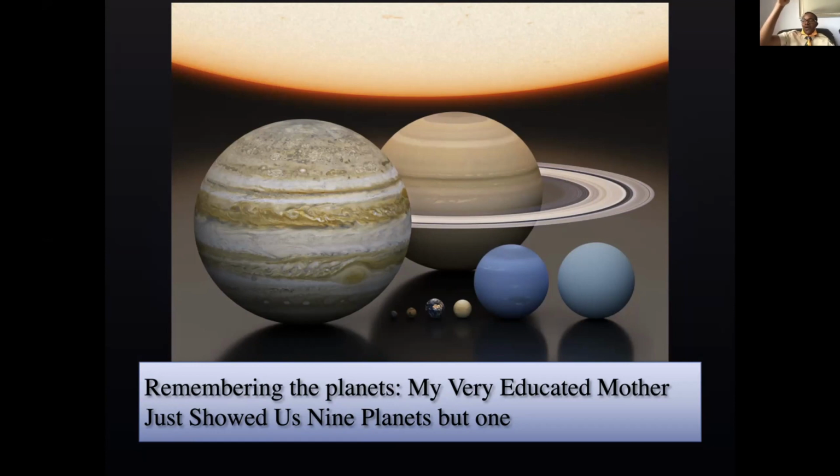M stands for Mercury. V, Venus. E, Earth. M, Mars. Then J, Jupiter. S, Saturn. U, Uranus. And the 8th one is Neptune. And P is Pluto, which is now not considered a planet. So, my very educated mother just showed us 9 planets. If you remember that phrase, you'll be able to recall those 9 planets, or 8 planets but one.